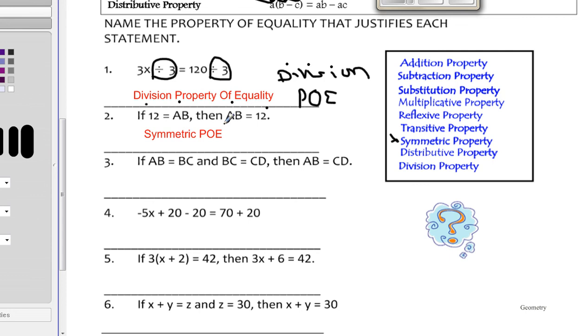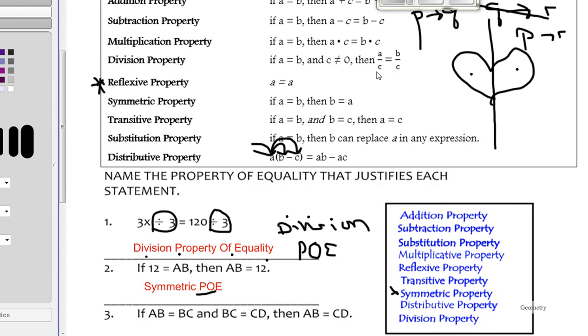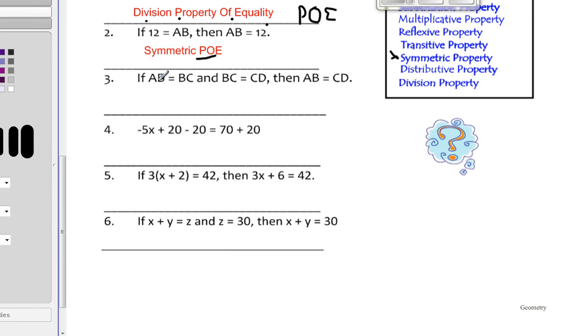And as you can see, I just abbreviated the property of equality to POE. All right, number 3. Go ahead and look at your list of properties that you should have in your notes right now with the examples up here and see which one this looks most like.